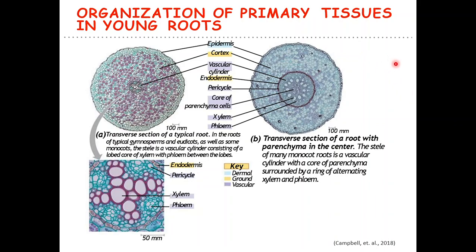Assalamualaikum. Let's continue with part 7, the final part of the chapter 10 lecture, Organization of Primary Tissues in Young Roots. As shown in figure A, the transverse section of a typical root.